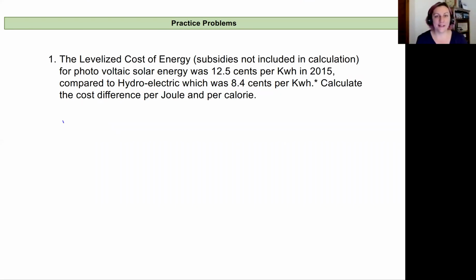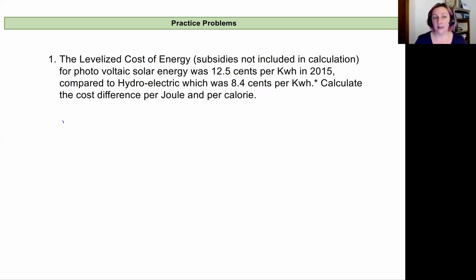Hopefully you've had a chance to do this problem. I'm going to walk through a solution now. And this is really focusing on practicing energy conversions using the conversions that I gave you in the previous lecture. And so this is a dimensional analysis problem. It's just applying it to non-metric units. So let's dive into it.